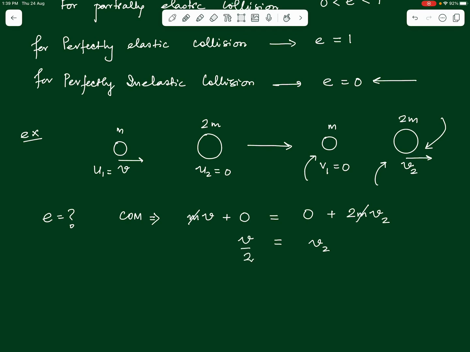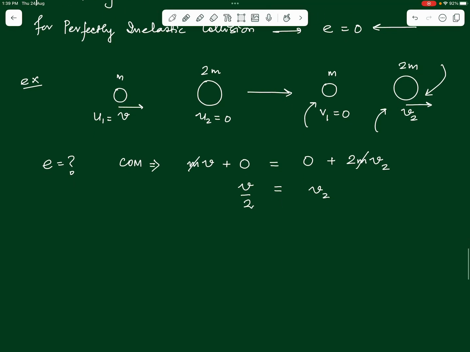So we have got the velocity of the second mass. Now let us use the definition of E. So by definition, what is E? The velocity of separation after collision, v2 minus v1, over the velocity of approach before collision, u1 minus u2. Substitute all the values. v2 is v by 2, v1 is 0, divided by u1 is v minus u2 is 0. So when we solve this, we see that the value of E comes out to be 1 by 2. So know the basic definition, use it to get your final answer.